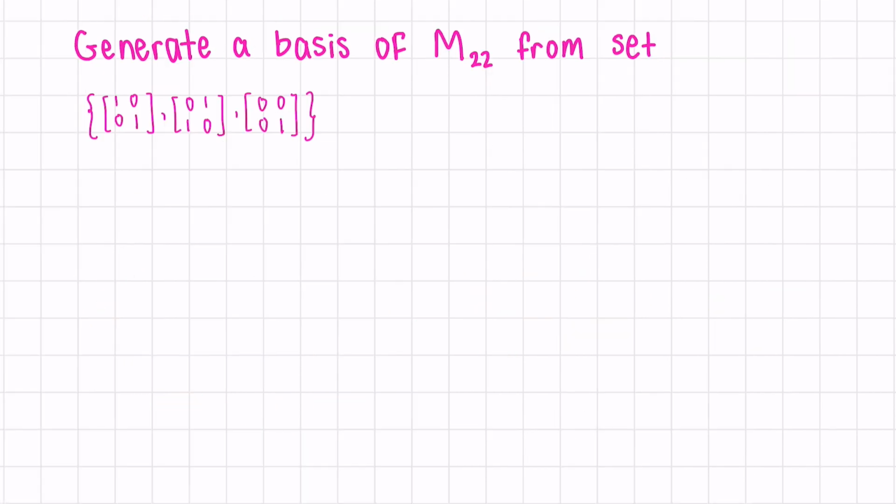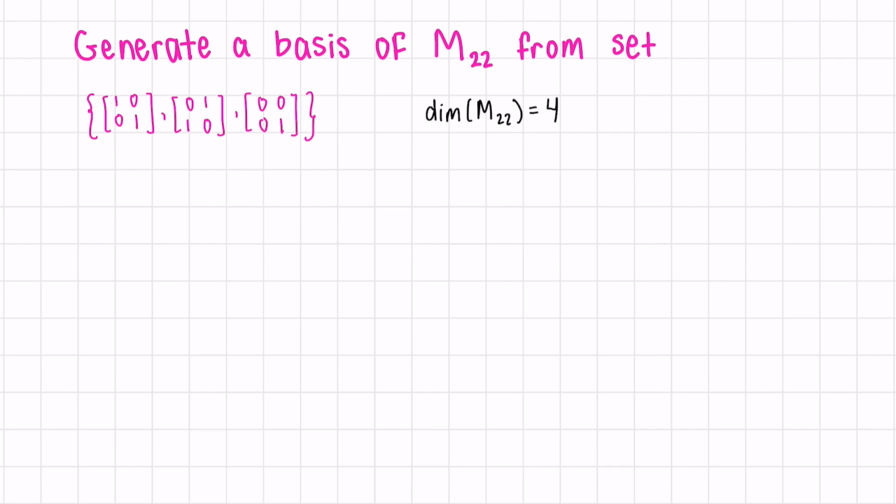Next, let's try to generate a basis of M22, the set of all 2 by 2 matrices, from this set. First of all, how many matrices do we need? The dimension of M22 is 4, 2 times 2. So we're looking for 4 independent matrices to form a basis.